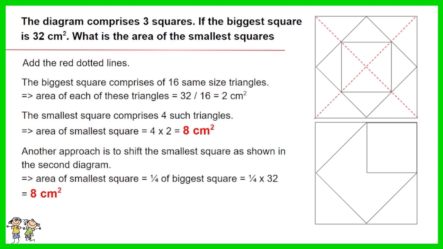Another approach is to shift the smallest square as shown in the second diagram to the top right of the biggest square. The area of the smallest square equals 1/4 of the biggest square, equals 1/4 of 32, which is 8 centimeters squared.